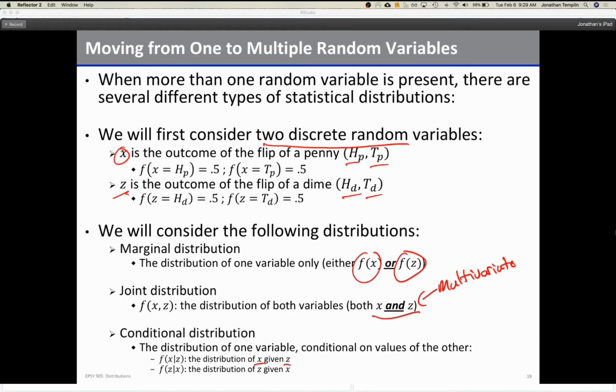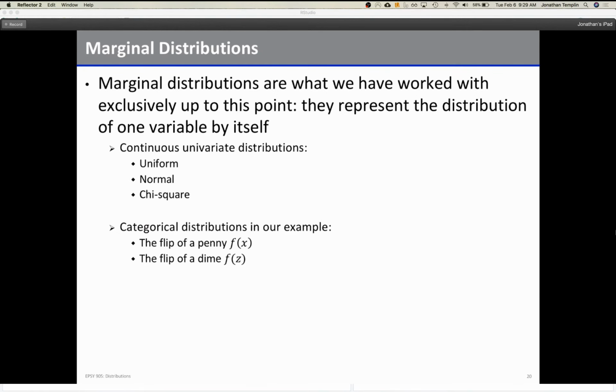Or vice versa, the distribution of z given x, actually. X given z, z given x. My example there was z given x. So, marginal distributions. We have pretty much worked with these exclusively in this lecture up to this point, and they represent the distribution of typically one variable by itself. Right? So, univariate distributions. We could be talking about the flip of a penny versus the flip of a dime.